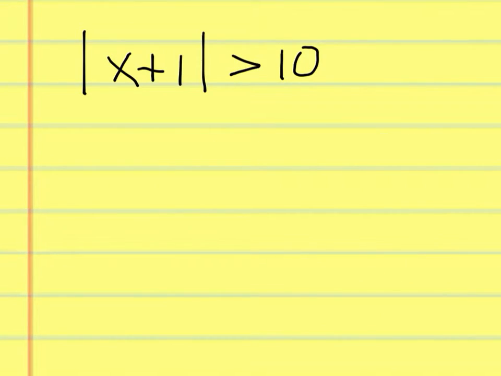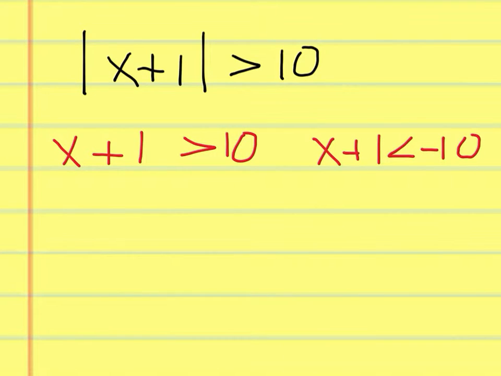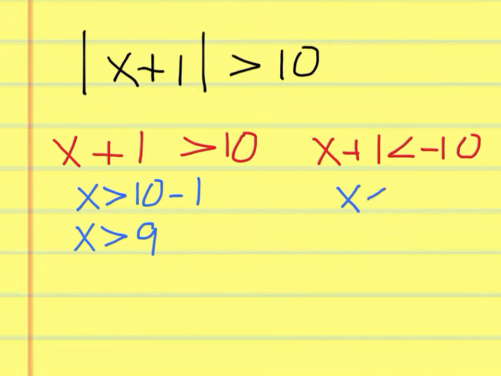To solve this absolute value inequality, you would have to write it as it appears first, but without the brackets. And then you're going to write it as x plus 1 less than negative 10. Flip the inequality sign and change the sign of the number on the right. Solve both of these. X greater than 10 minus 1, which is going to be x greater than 9. And then on the right side, x less than negative 10 minus 1, which is x less than negative 11.